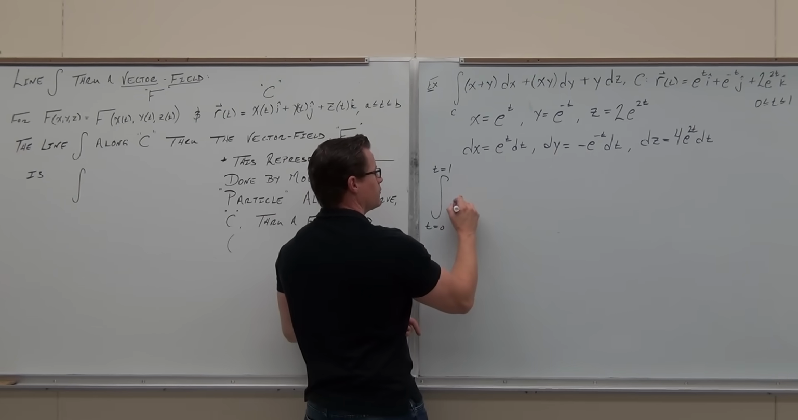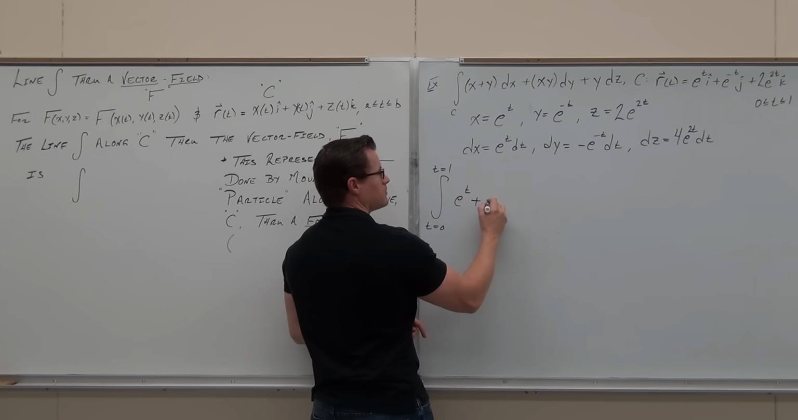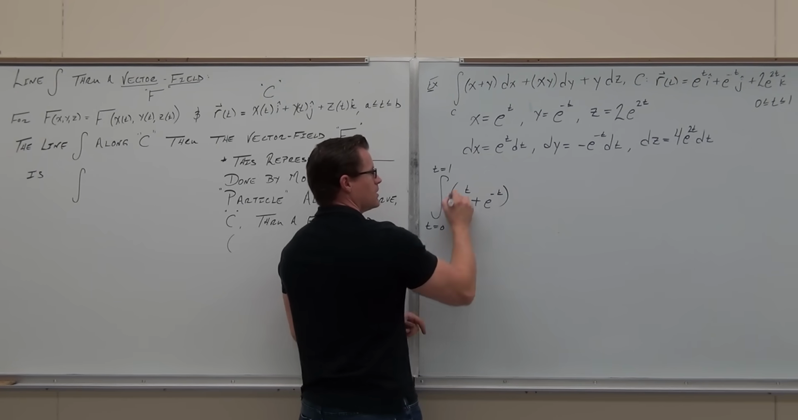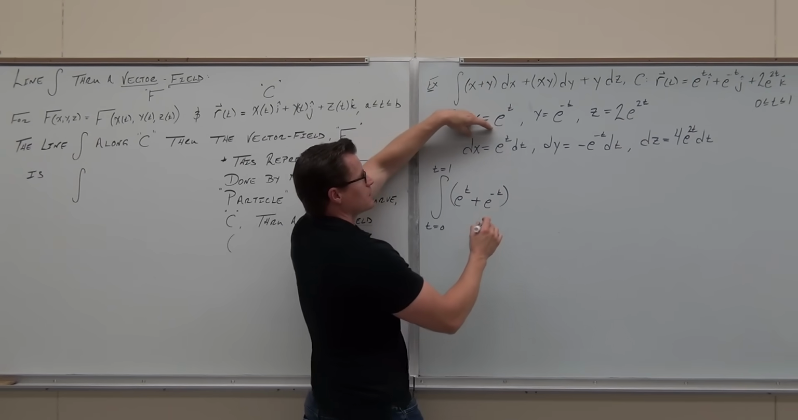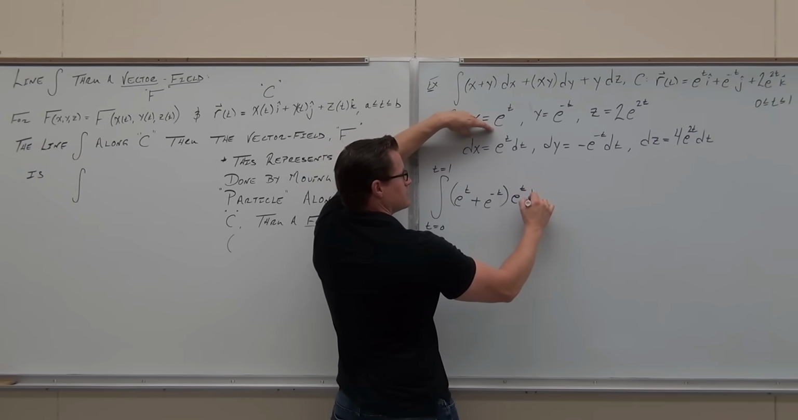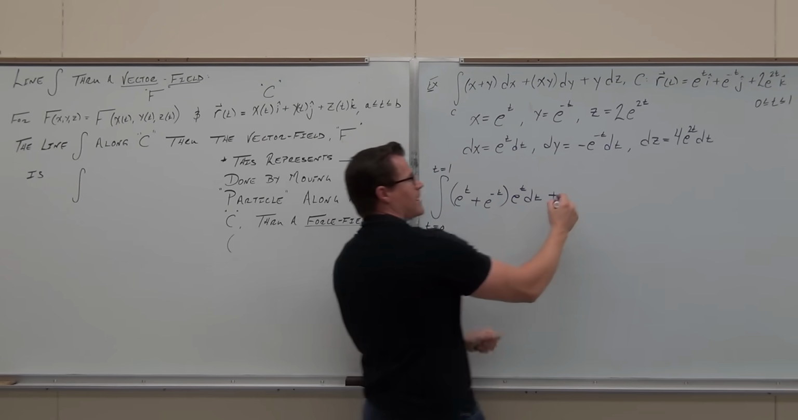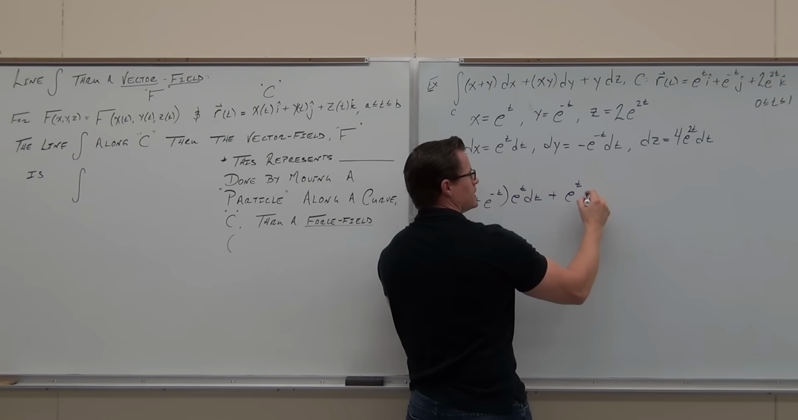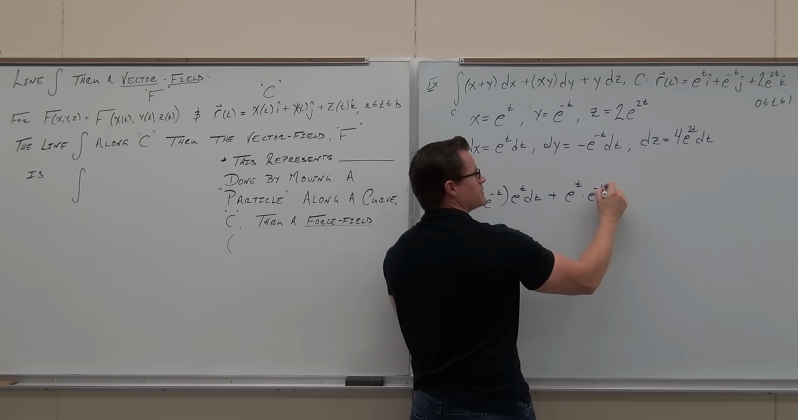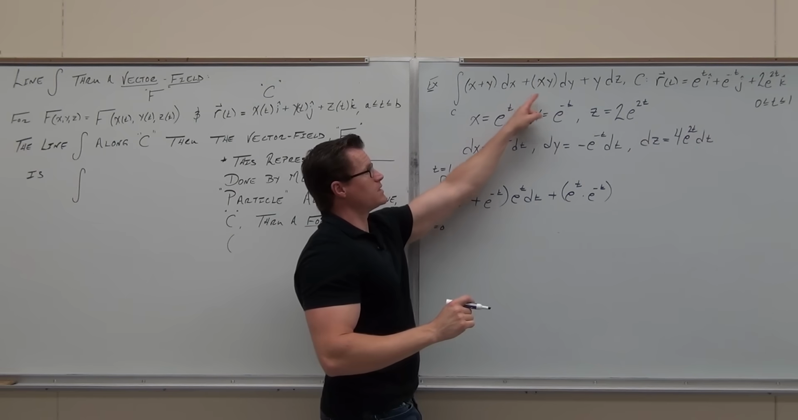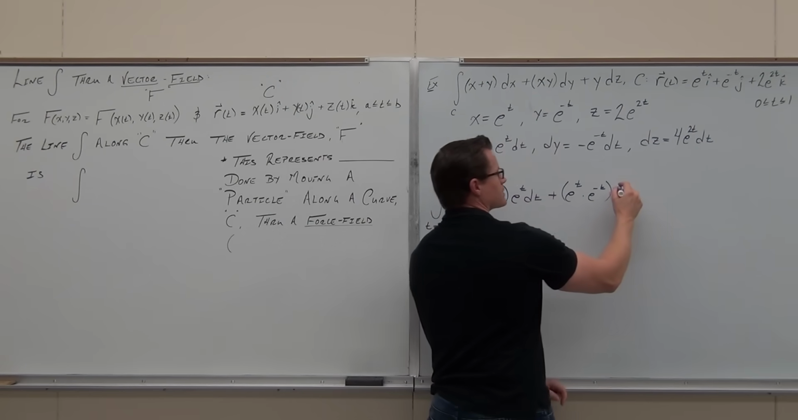In our case, we'll have e to the t plus e to the negative t, but then our dx is e to the t dt. Plus, then we're going to have x times y, e to the t times e to the negative t, and our dy, well, that's this.